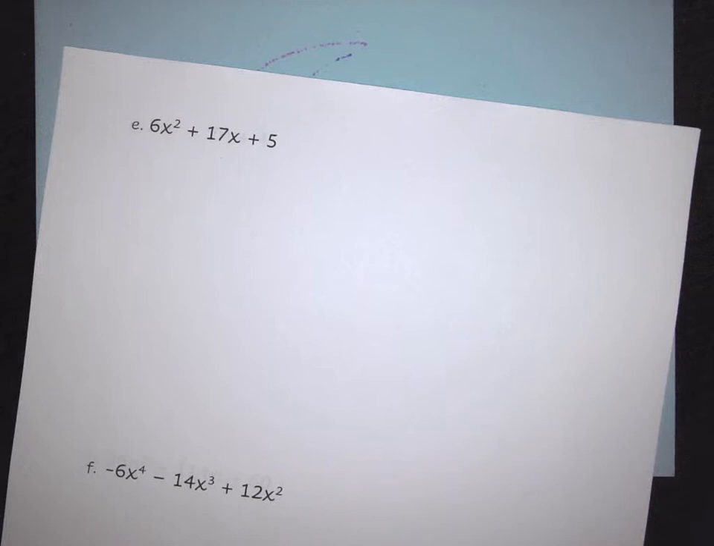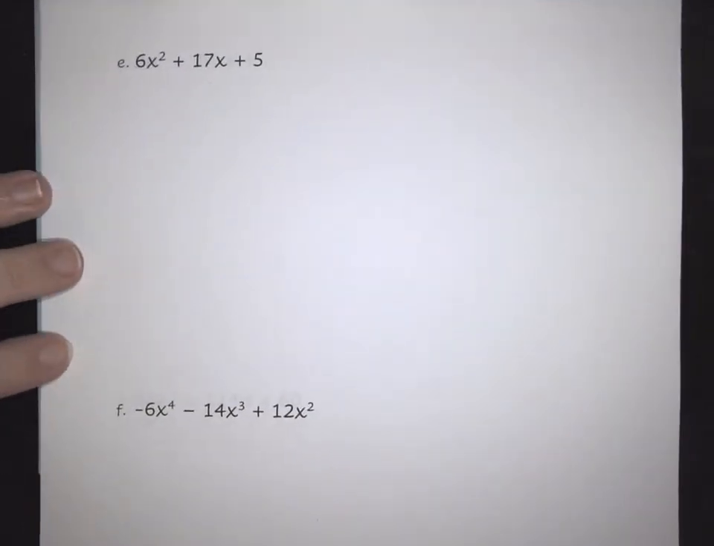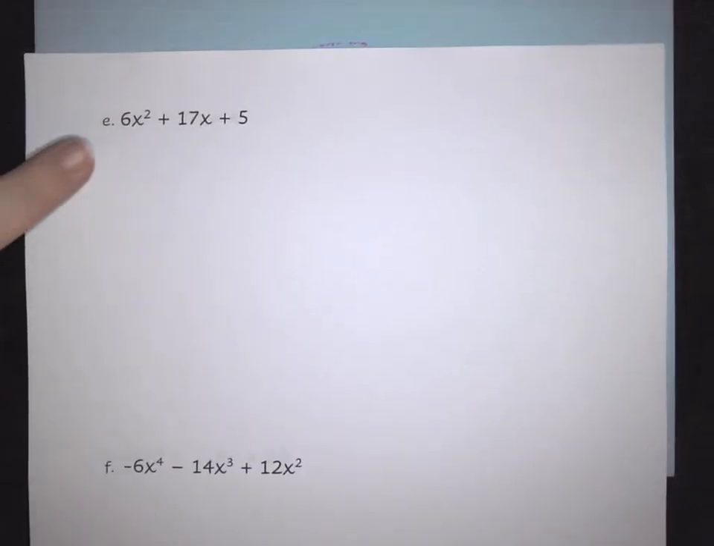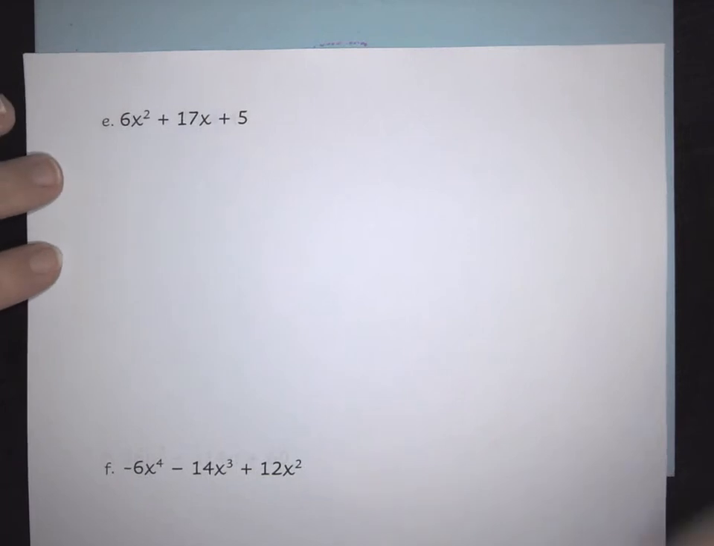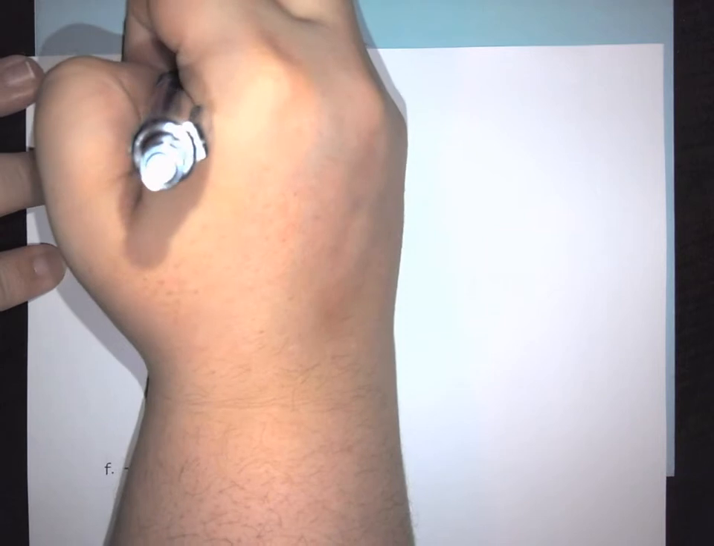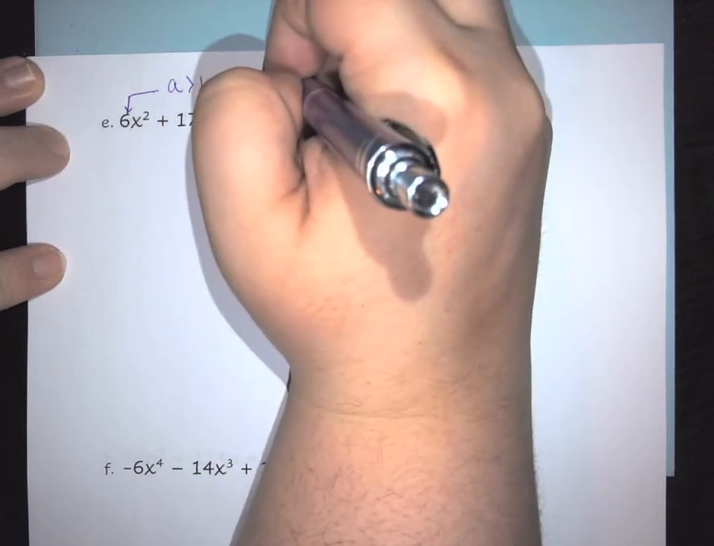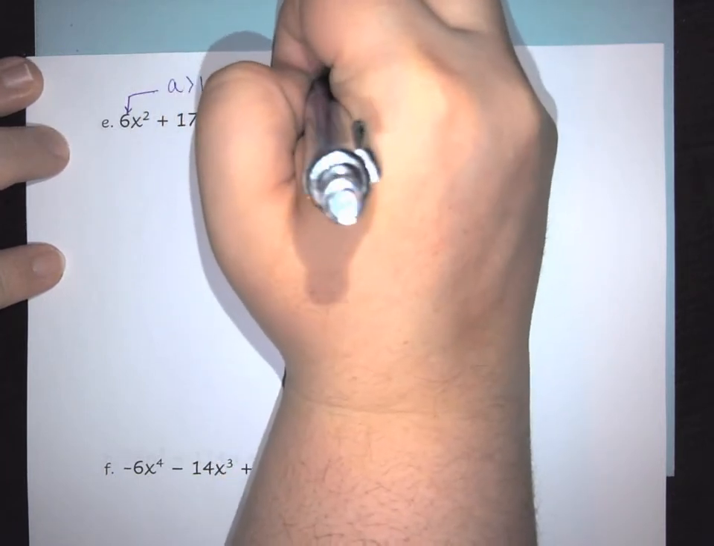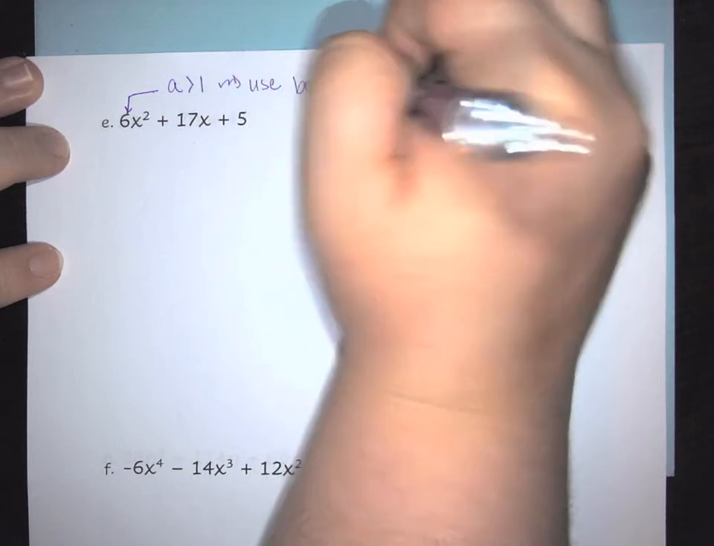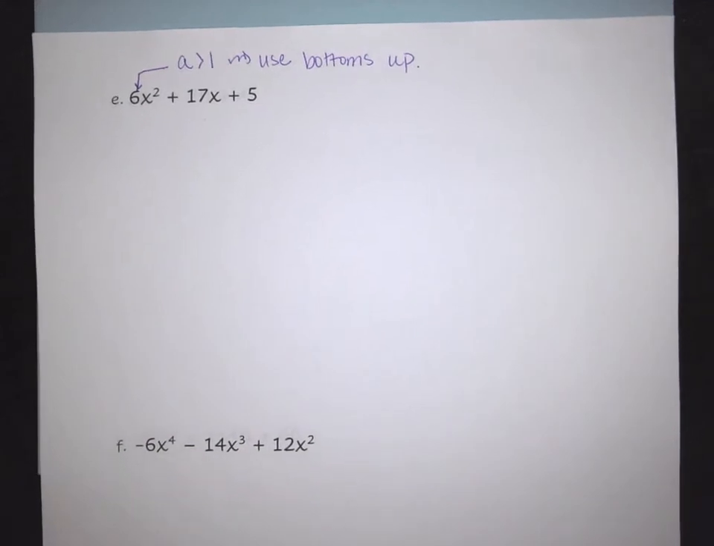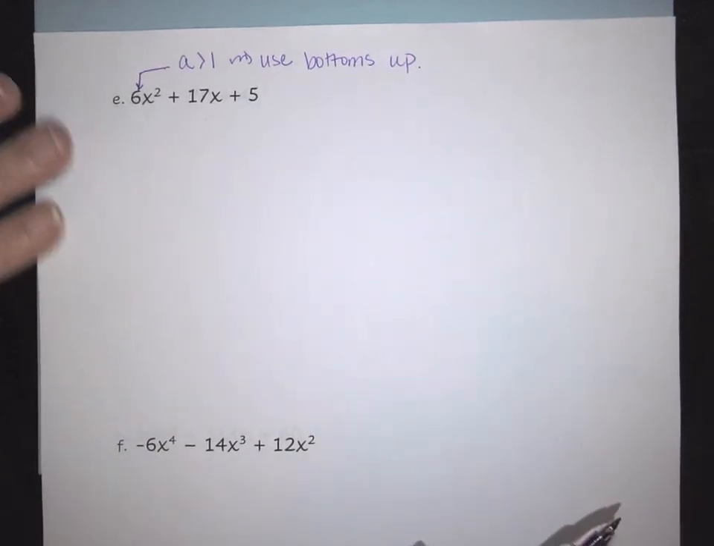let's go ahead and take things up a little bit. Now, the first thing I want to notice is that my first term here, so this term, okay, is my a term, which is greater than 1. So in this case, we want to use the bottoms up method. Now I say that because to me using the idea of the bottoms up method is a lot easier than trying to use grouping or any of the others. So I'm going to show you how this method works.